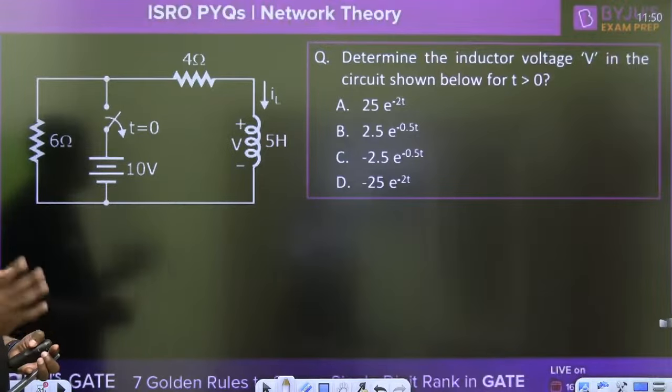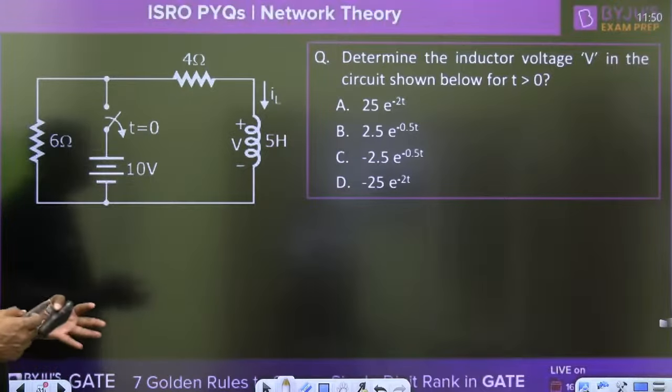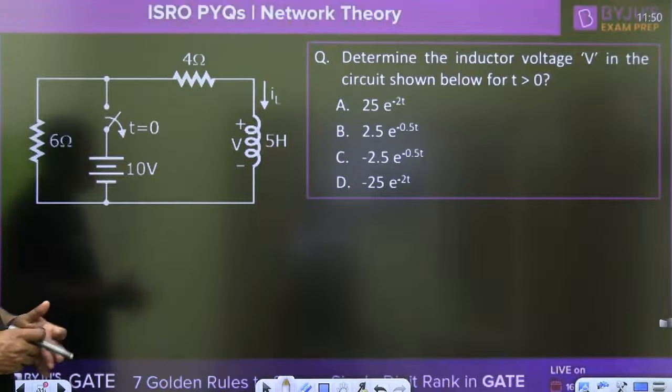Now you have to find the initial value, then you can apply. That answer is A. That's why I have given the assignment.